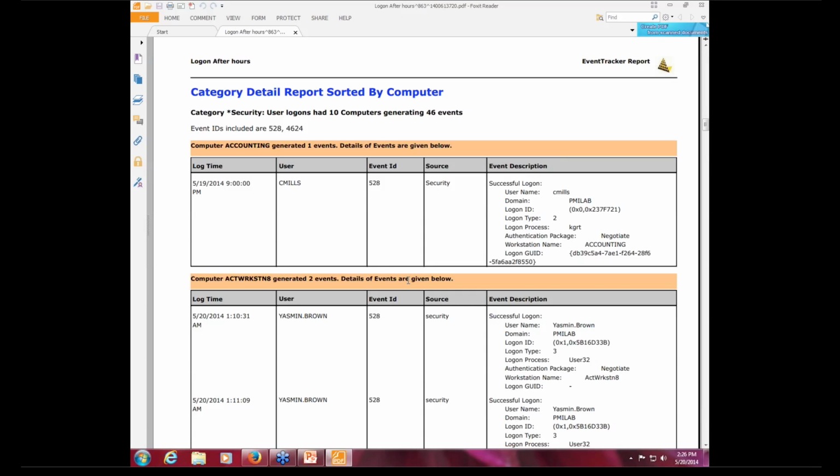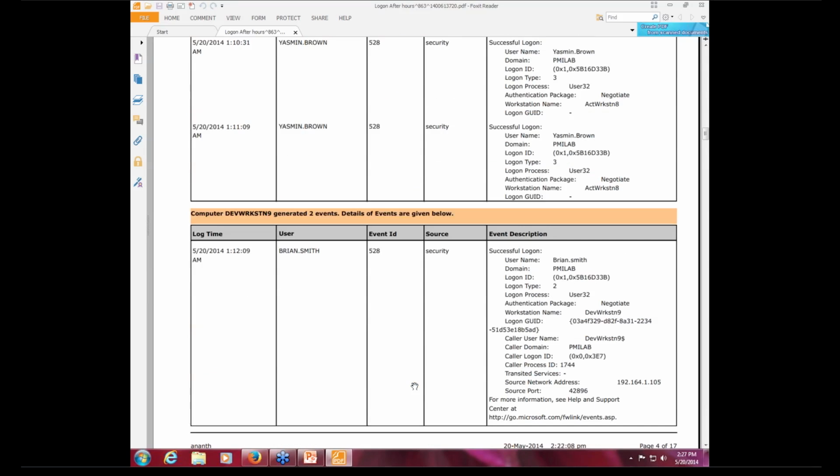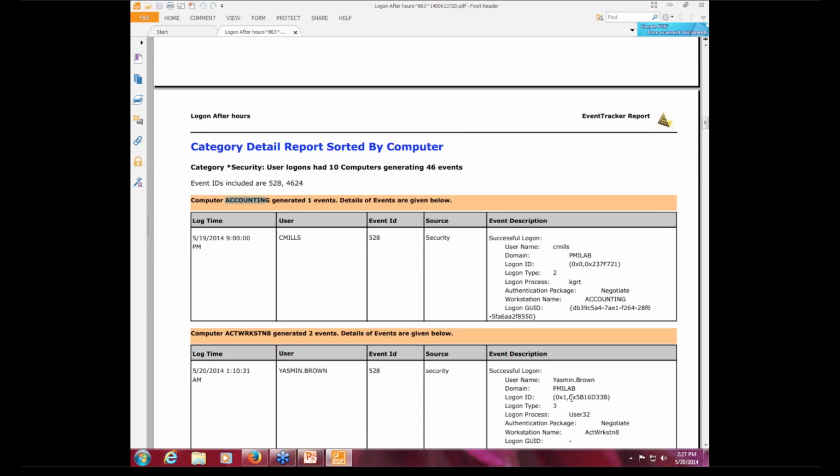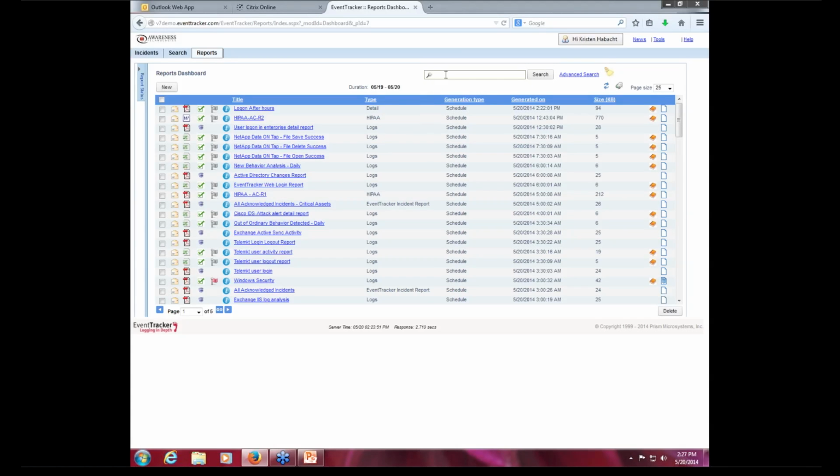might be a concern. So we, for example, see Chris Mills had logged in at 9. You might remember from the USB insert that happened on accounting that Chris Mills was a member of that group. So sure enough, on accounting, we know that he logged in and it happened after hours. And there are a number of others. I see Yasmin, I see Brian Smith, and so on. And this might be normal, this might not be. But again, the point is that these reports exist and are available for you to preview in one single place.